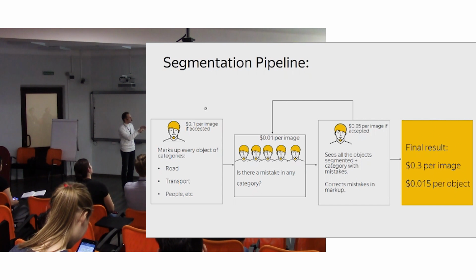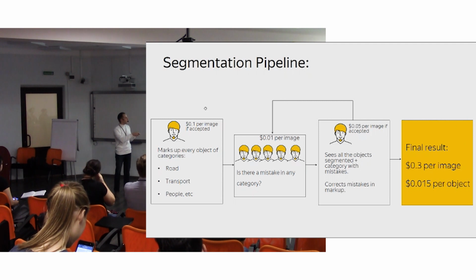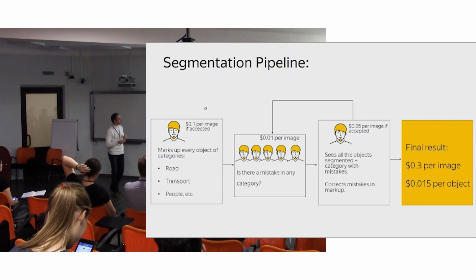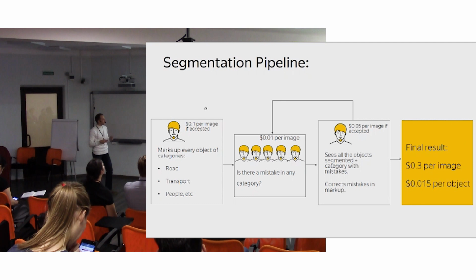These workers answer a much easier question: are there any mistakes in the answers of the first step? And the last step, a more highly trained worker checks the second step and makes the final verdict. Can we use this labeled picture in our computer vision training? Final result is about 30 cents per image, about 1.5 cents per object on an image.